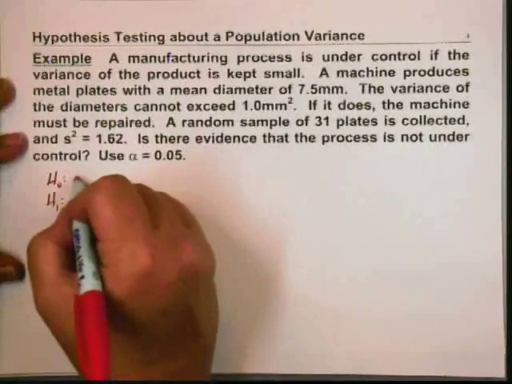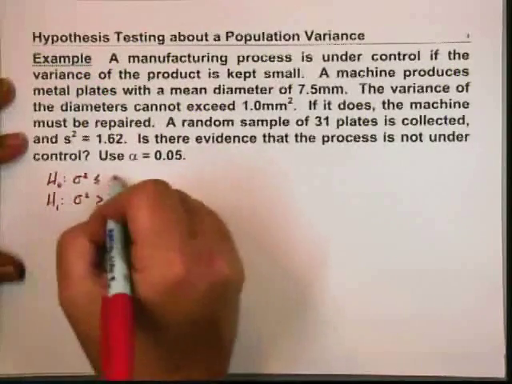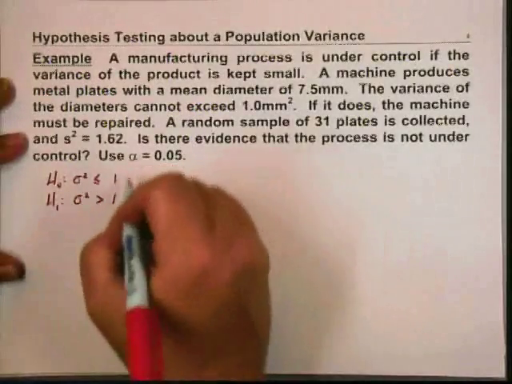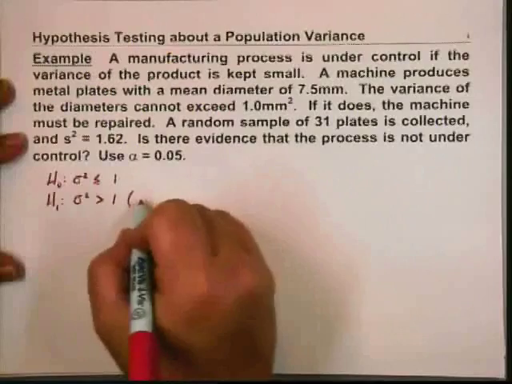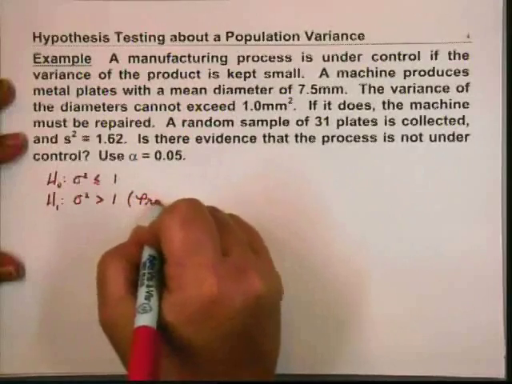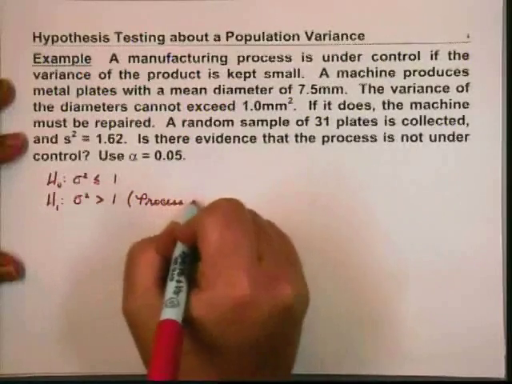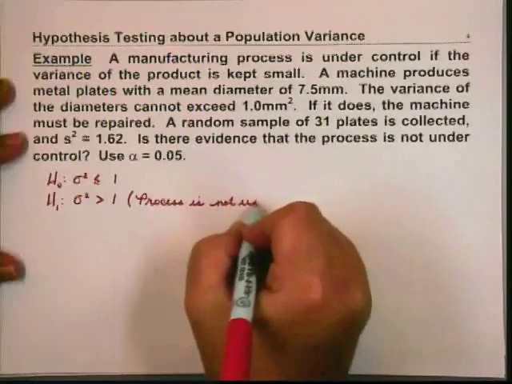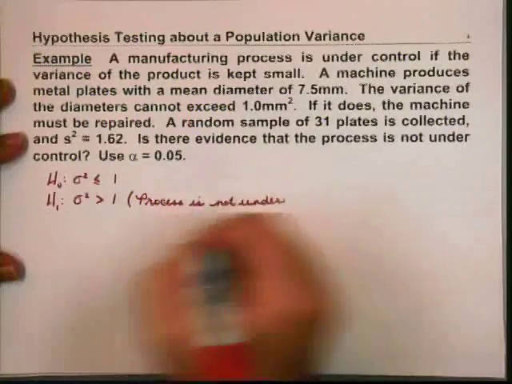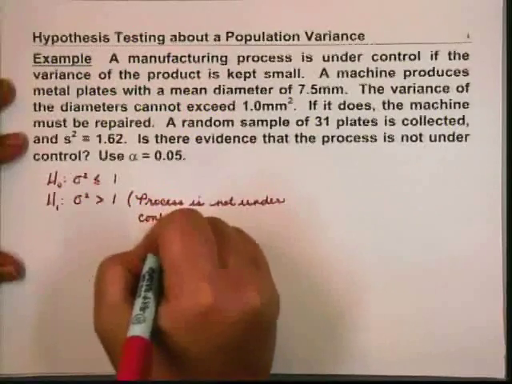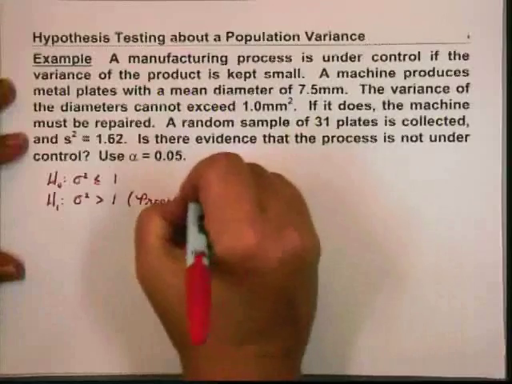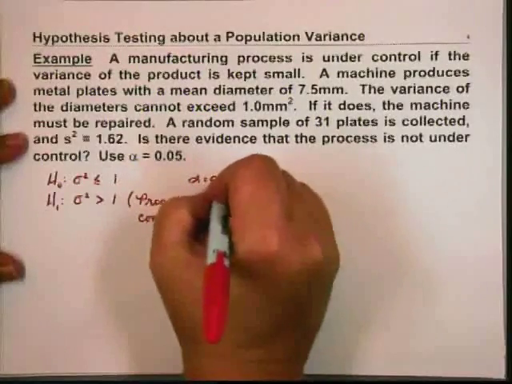The null hypothesis is that this variance is less than or equal to 1, or you could just write equals 1. All right. So the translation of variance greater than 1 is that the process is not under control. We're going to conduct our test at the 0.05 level.